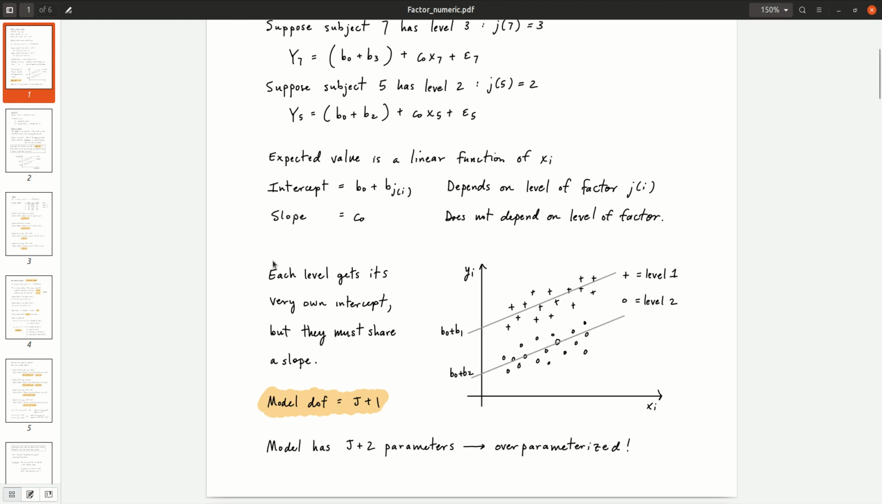However, if you take all these parameters and count them up, you're going to get B0, B1, B2 up to B capital J. So that's J plus 1 parameters. Plus C0, the slope parameter, is going to give you capital J plus 2 parameters. So here's another case where the number of parameters, which is J plus 2, is larger than the model degrees of freedom. And our word for that is that this model is over-parameterized.